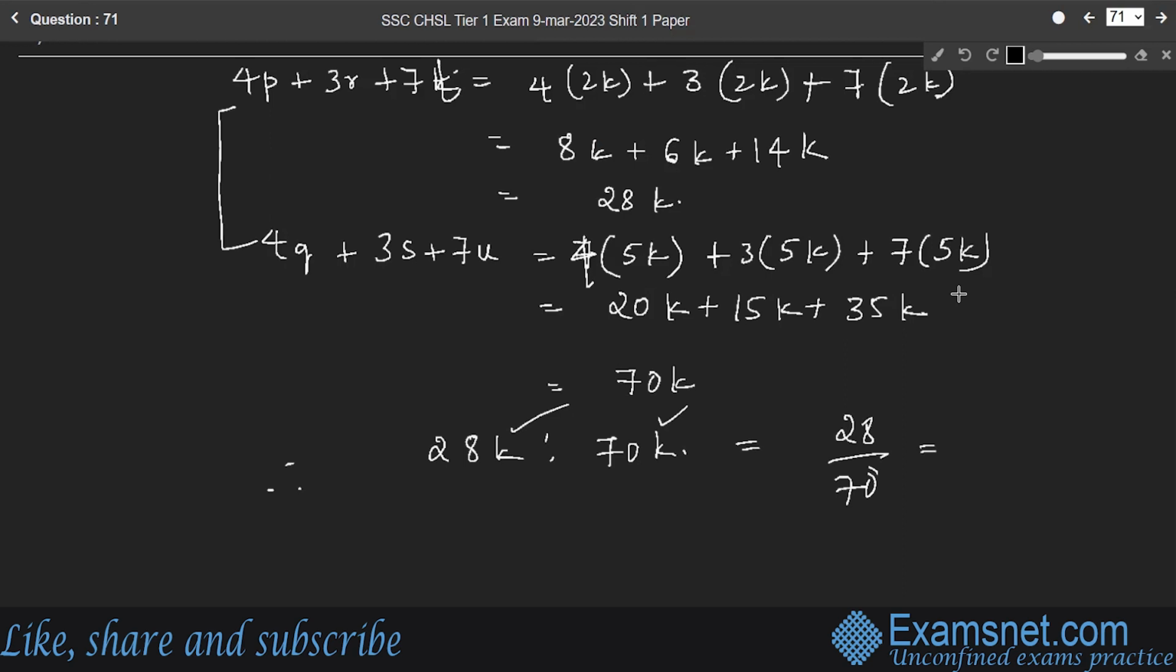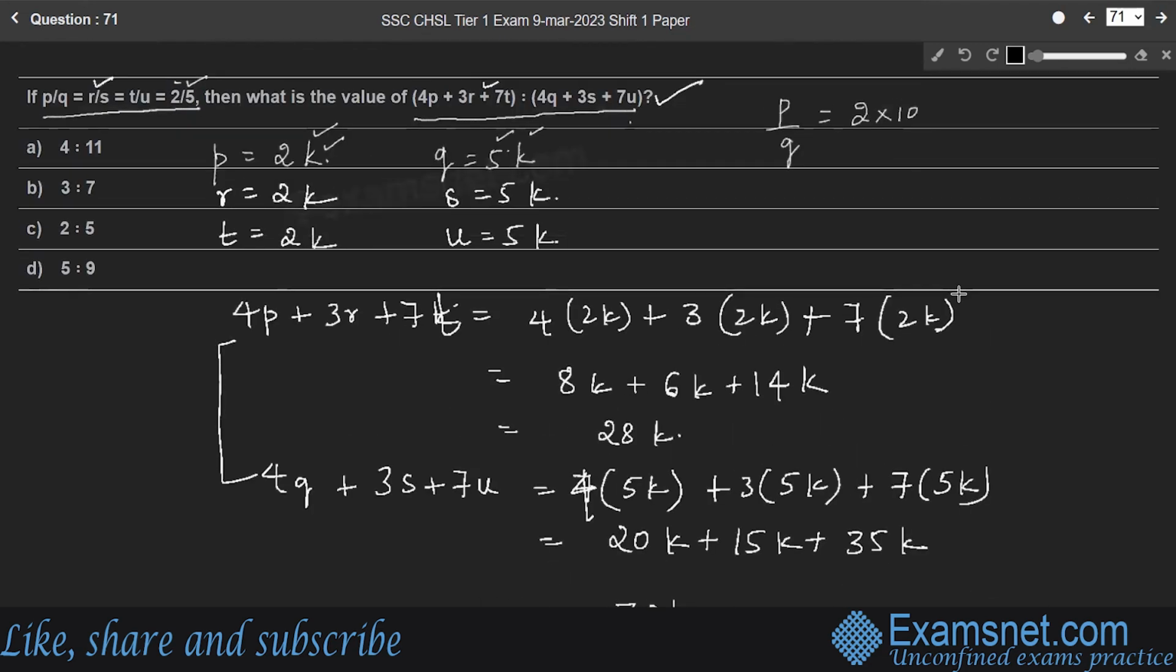which is nothing but, both the numbers are divisible by 7. So 7 into 4 is 28, 7 into 10 is 70. So 4 is to 10, which is nothing but 2 is to 5. Therefore, option C is the right answer.